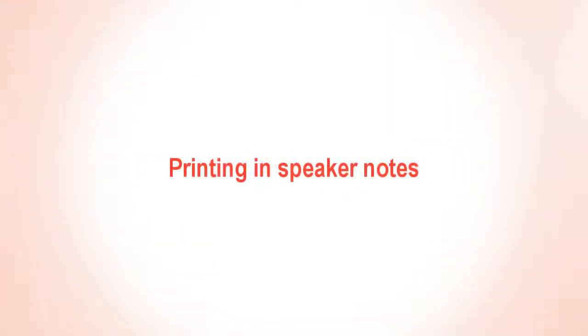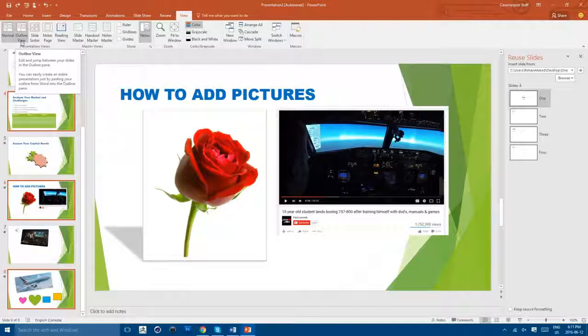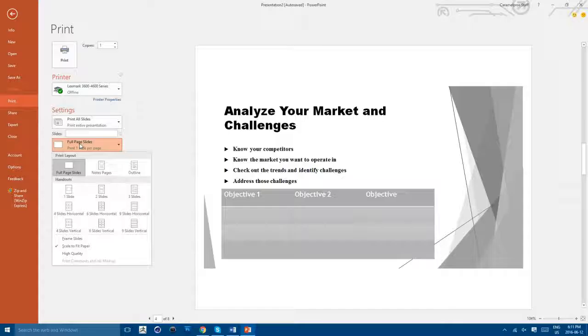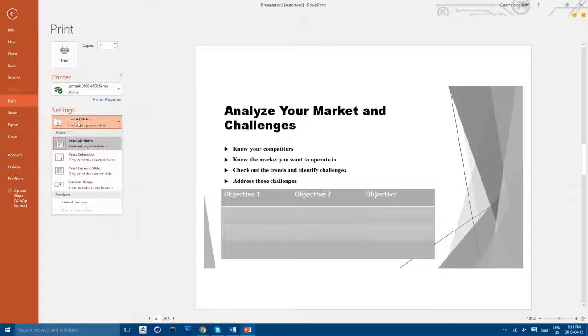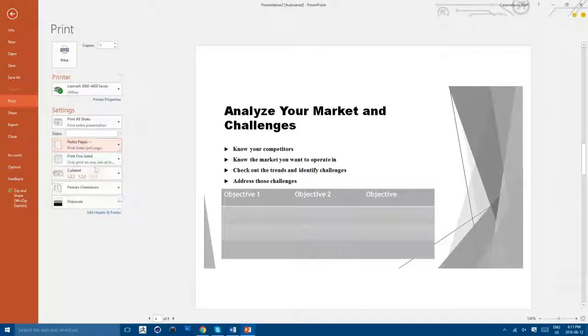Next, on how you can print speaker notes. So let's go back and show you how you can print your notes in speaker notes. You want to click on File and you want to click on Print, and then you want to click on Full Page Slides. Make sure you select Print All Slides. Then you want to click on Full Page Slides and go ahead and click on the Notes page.